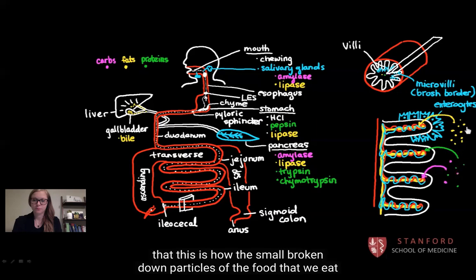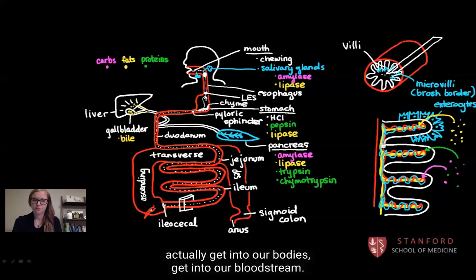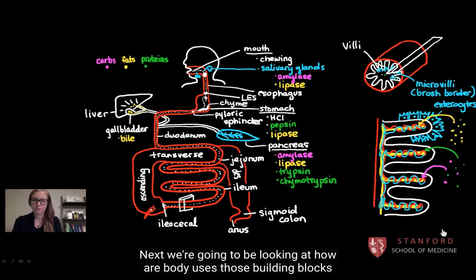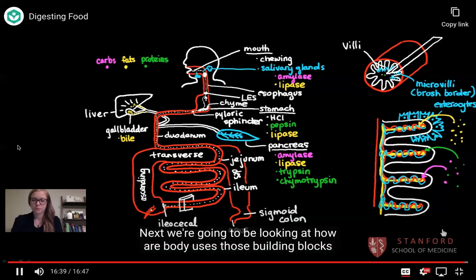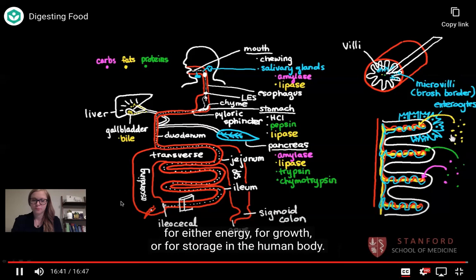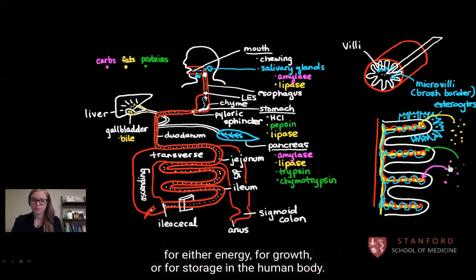So you can see that this is how the small broken down particles of the food that we eat actually get into our bodies, get into our bloodstream. And next, we're going to be looking at how our body uses those building blocks for either energy, for growth, or for storage in the human body.